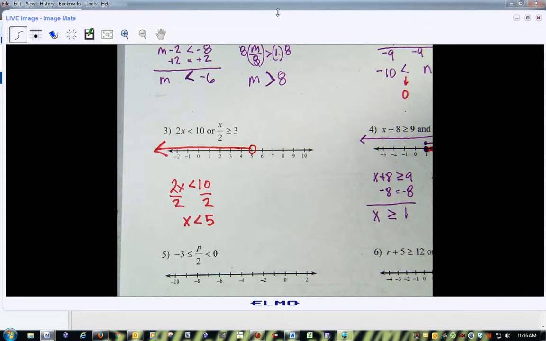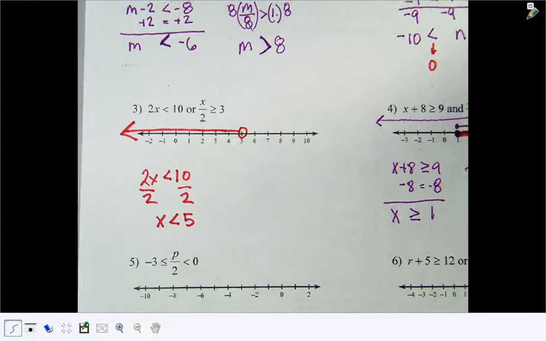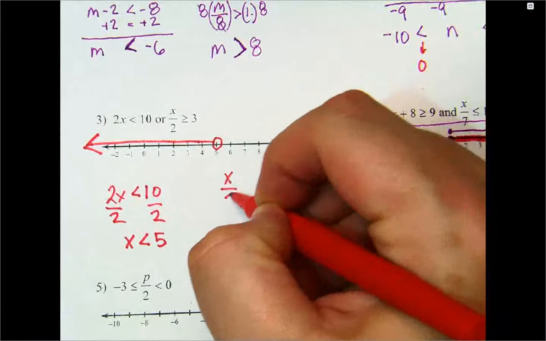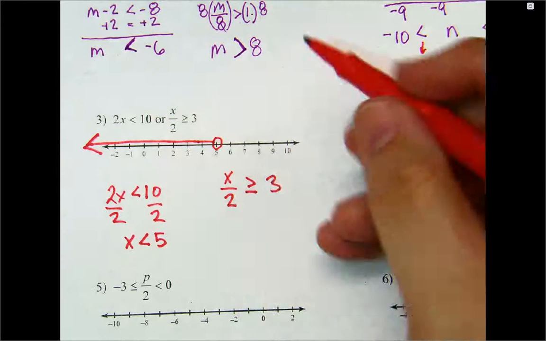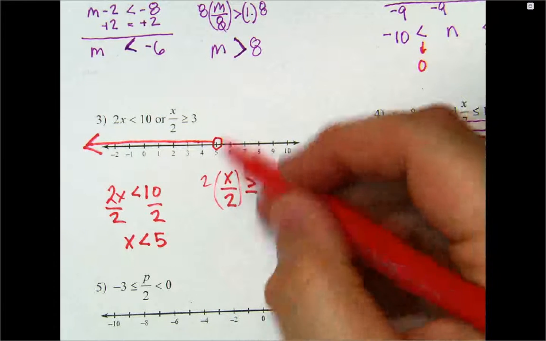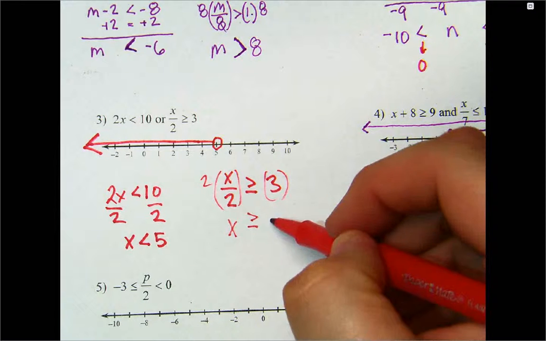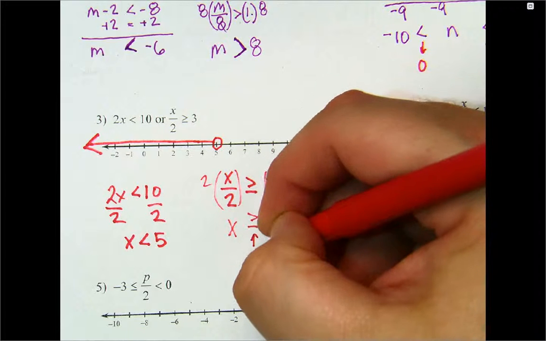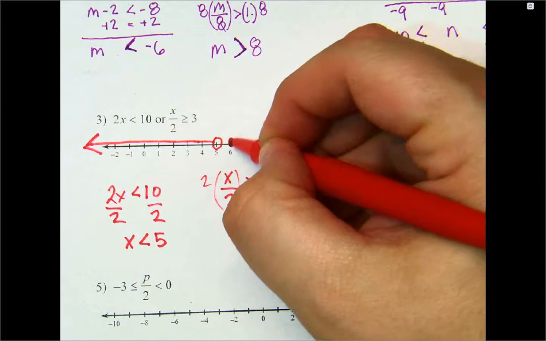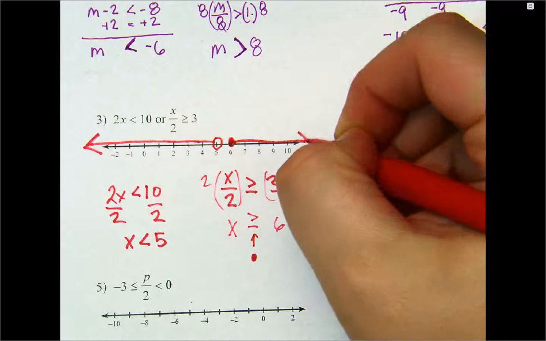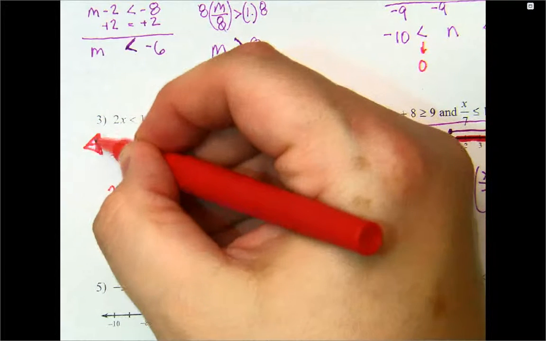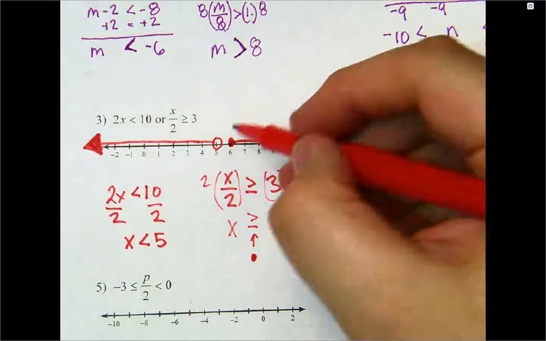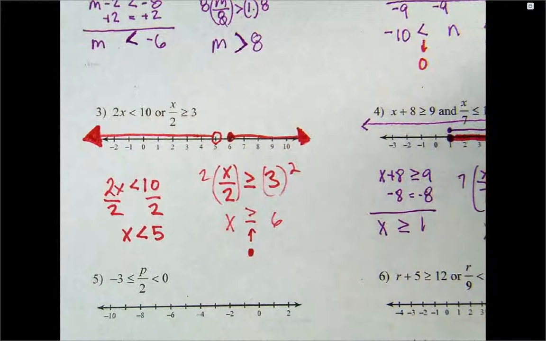Now I have x over 2 is greater than or equal to 3. Multiply by 2. x is greater than or equal to 6. So I go to 6. Now, is this going to be open or closed dot? Closed. Nope. That's it. That's all you do for this.